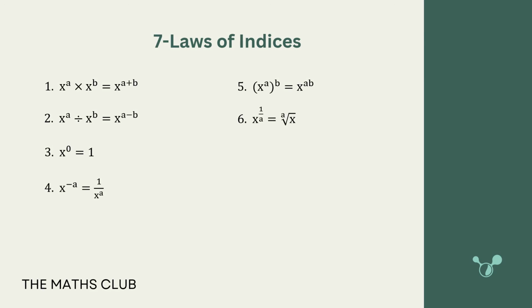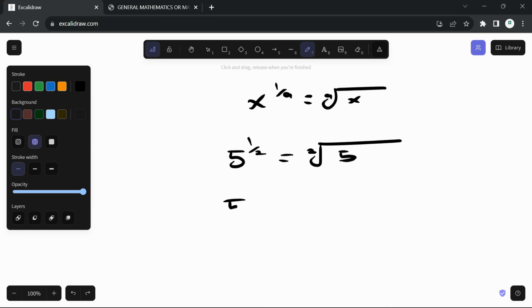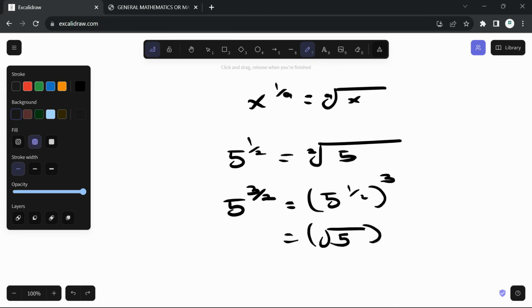Let's look at the sixth row. We have x raised to the power of 1 over a. Whenever we have something like this, it's just like saying take the a-th root of x. So if it was 5 raised to the power of 1 over 2, that's like saying take the square root of 5. If it was 5 raised to the power of 3 over 2, I could break this into 2 and say 5 raised to the power of 1 over 2, then cube. But 5 raised to the power of 1 over 2 is the square root of 5, and then I would raise it to the power of 3. So that is like an advanced form of the application.